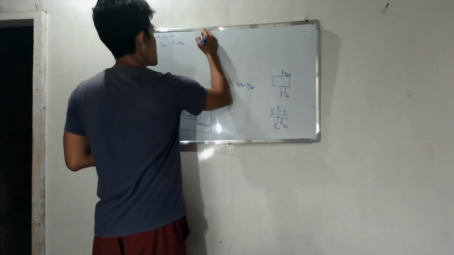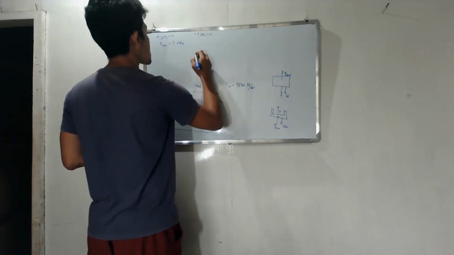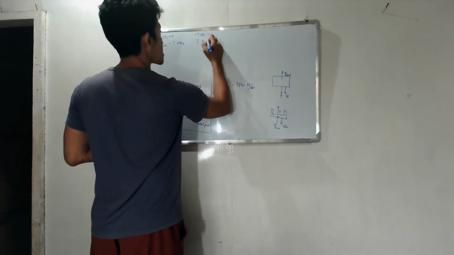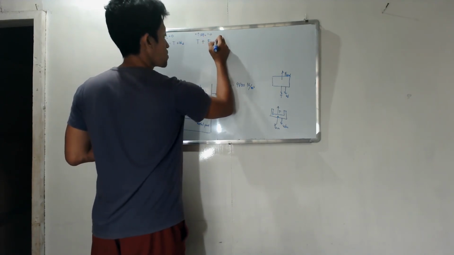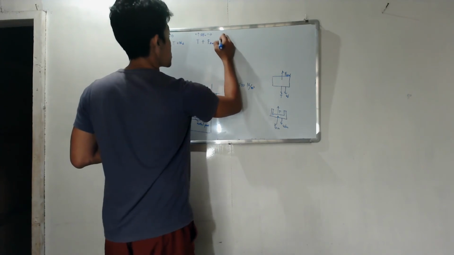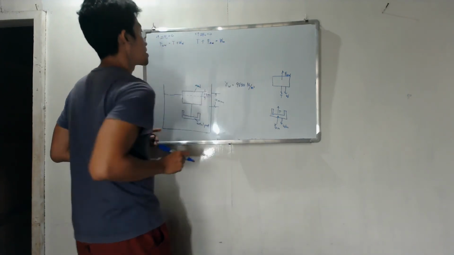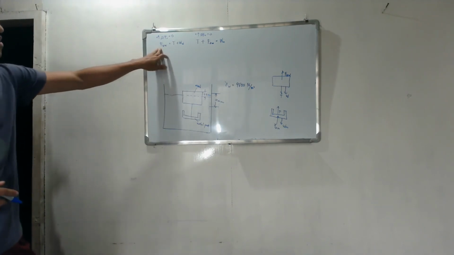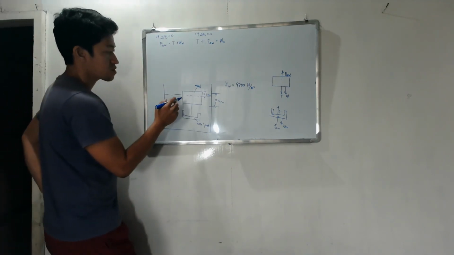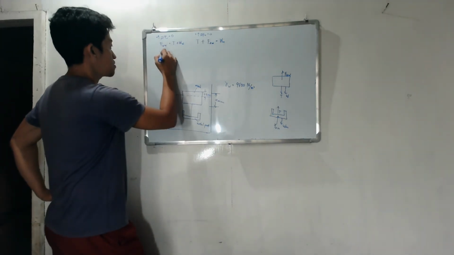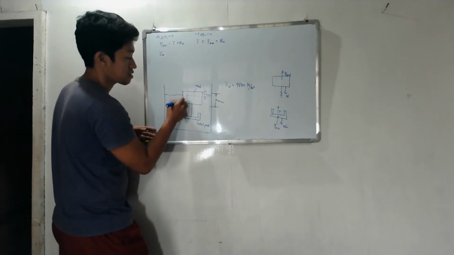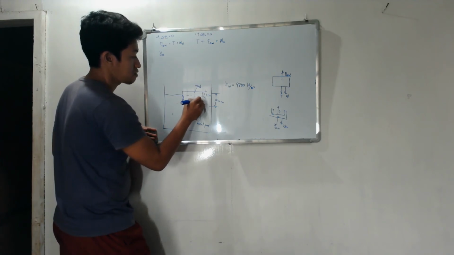Okay, for the metal, you have tension plus buoyant force is equal to the weight of the metal. Okay, so what is the buoyant force of the wood? The buoyant force of the wood is just gamma of the fluid, gamma water, times the volume.